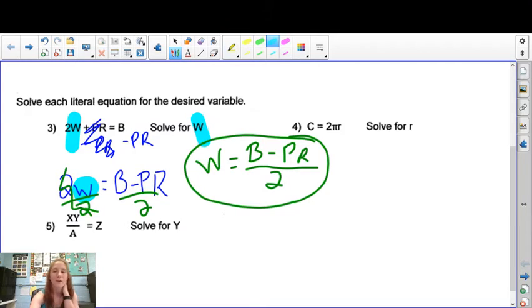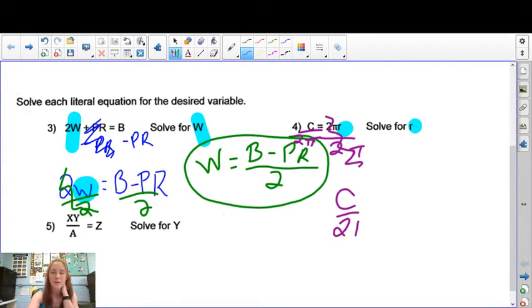Okay, let's get our highlighter again. We're going to look for R. R is right there at the tail end of that equation. Right now, everything's being multiplied, so the best way to undo multiplication is division. And I do it to both sides, and I want every single piece gone. So that causes that all to cancel out. So I'm left with C over 2 pi is equal to R.